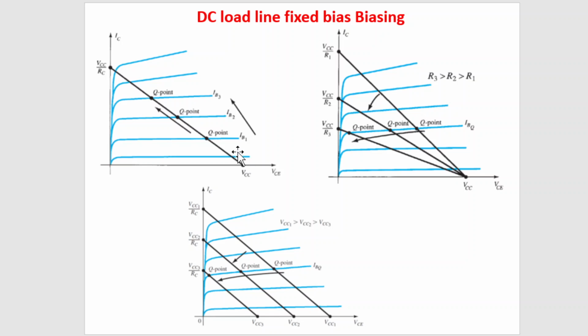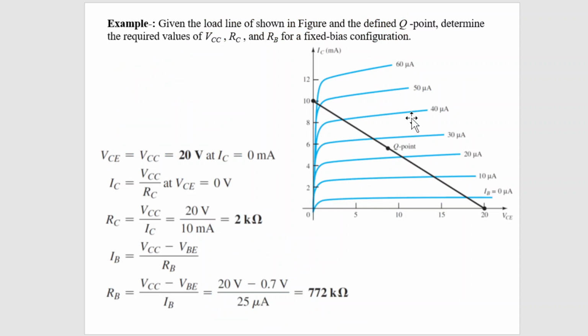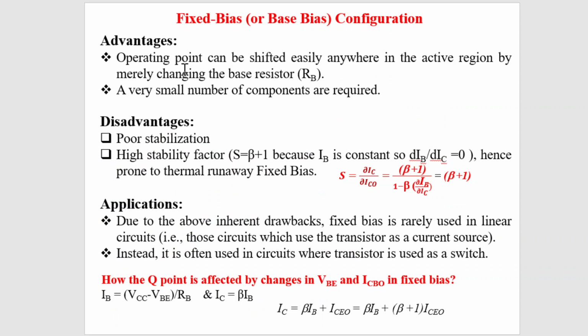Similarly, if you keep constant base current and collector resistance, and then change the DC input power supply, then your cutoff point and saturation point both change. Even in that case, your Q point changes from the active region towards the saturation region. So this was the main concept I gave. Then I solved a numerical problem based on the DC load line and Q point, and then I explained the advantages, disadvantages, and applications of fixed bias configuration.